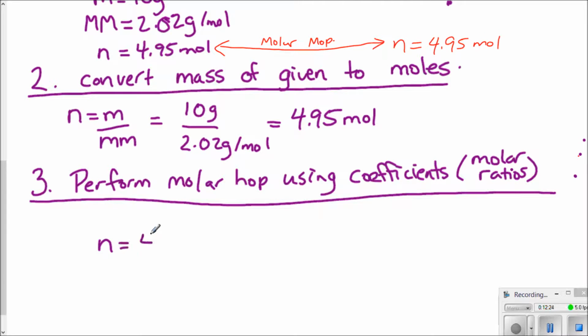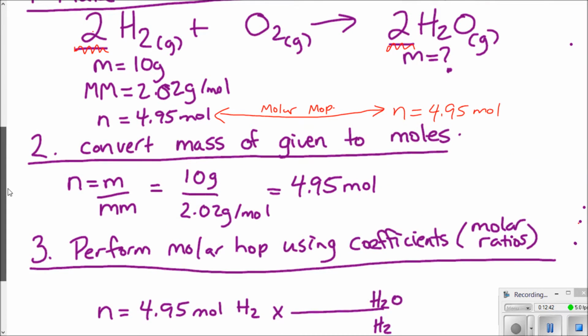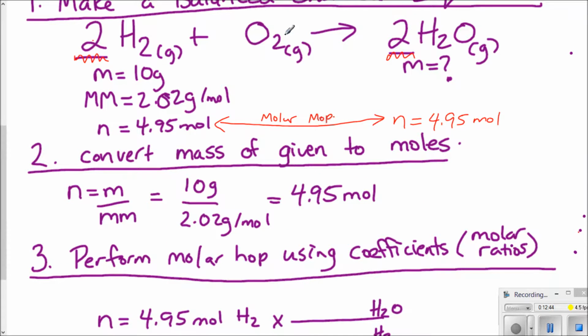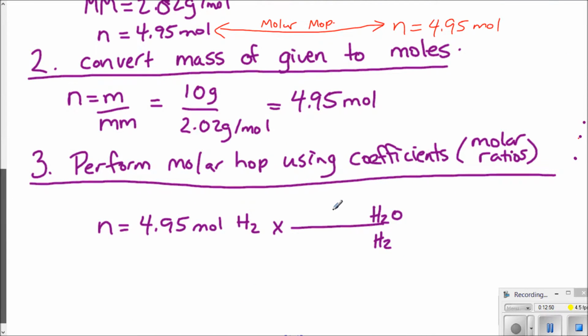We write down the type of moles that we have. So we specify the type of moles, and we have H2 moles. We want to find H2O moles, so that goes on the top. And we want to get rid of H2 on the bottom. Now we have to use the coefficients here. The coefficient that goes along with H2O is 2 right here. The coefficient that goes along with H2 is 2 right there, so we just fill them in. 2 over 2. And 4.95 times 2 divided by 2 is just 4.95 moles, just like we said earlier.